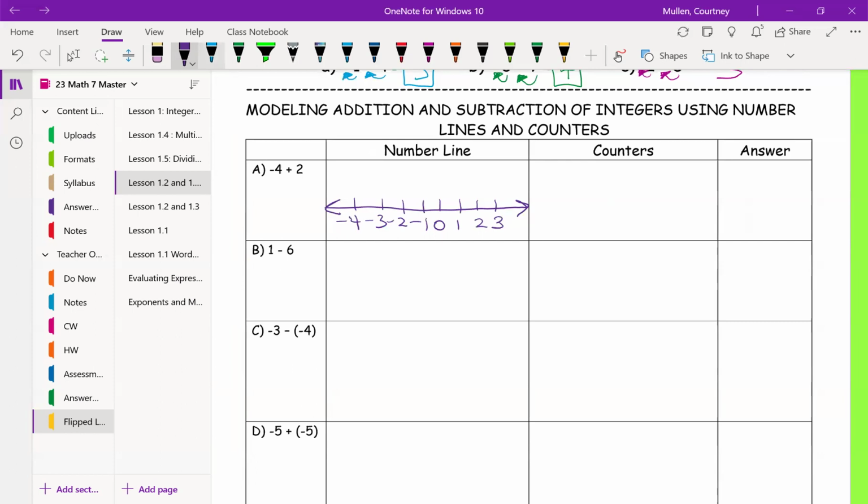Okay, so where are we going to start? Well, again, we start always at 0. This problem tells us to move 4 units in the negative direction and then 2 units in the positive direction.